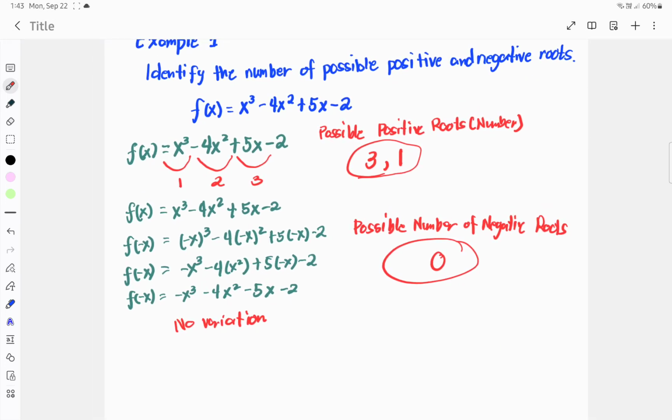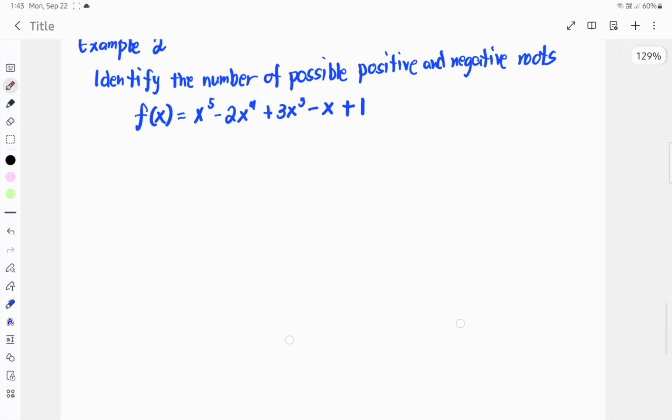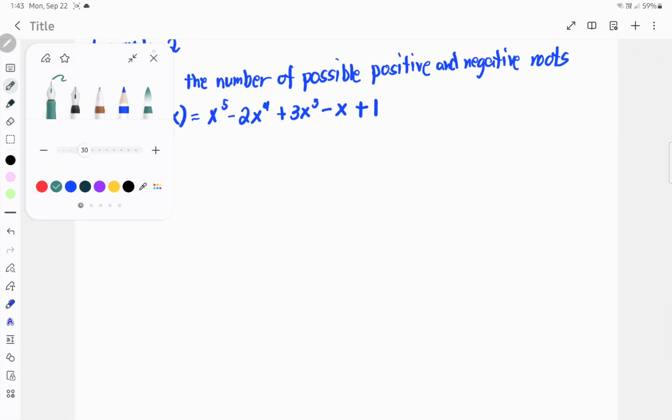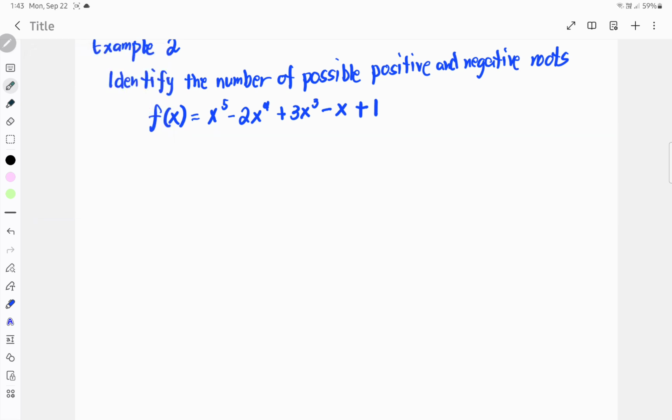Okay, let's have another problem, which is this one. Let me just rewrite it once again. First things first, the problem is to identify the number of possible positive and negative roots. So let's go with the first one, the positive. Let's rewrite our function.